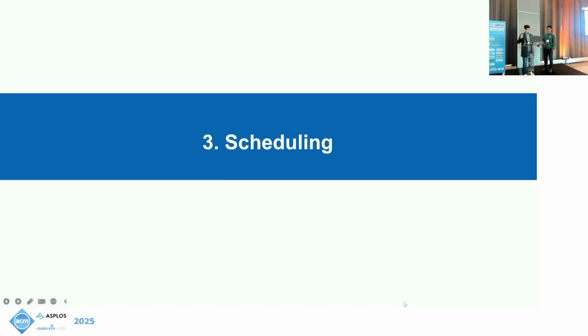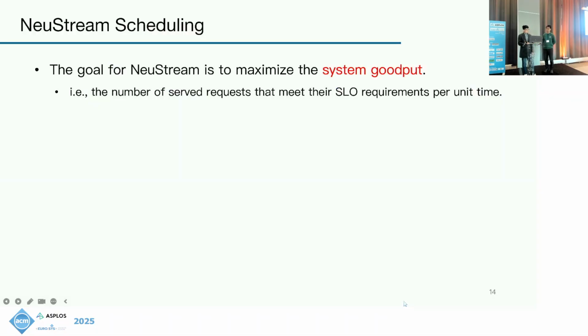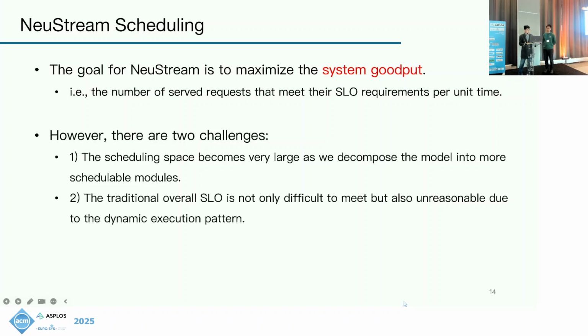Hi, I'm Yuanqing Wang. Next, let's dive into the NeuStream system details. The goal for NeuStream is to maximize the system output, the number of served requests that meet their SLO requirements per unit time. However, there are two challenges. First, the scheduling space becomes very large as we decompose the model into more schedulable modules. Second, the traditional overall SLO is not only difficult to meet, but also unreasonable due to the dynamic execution path.